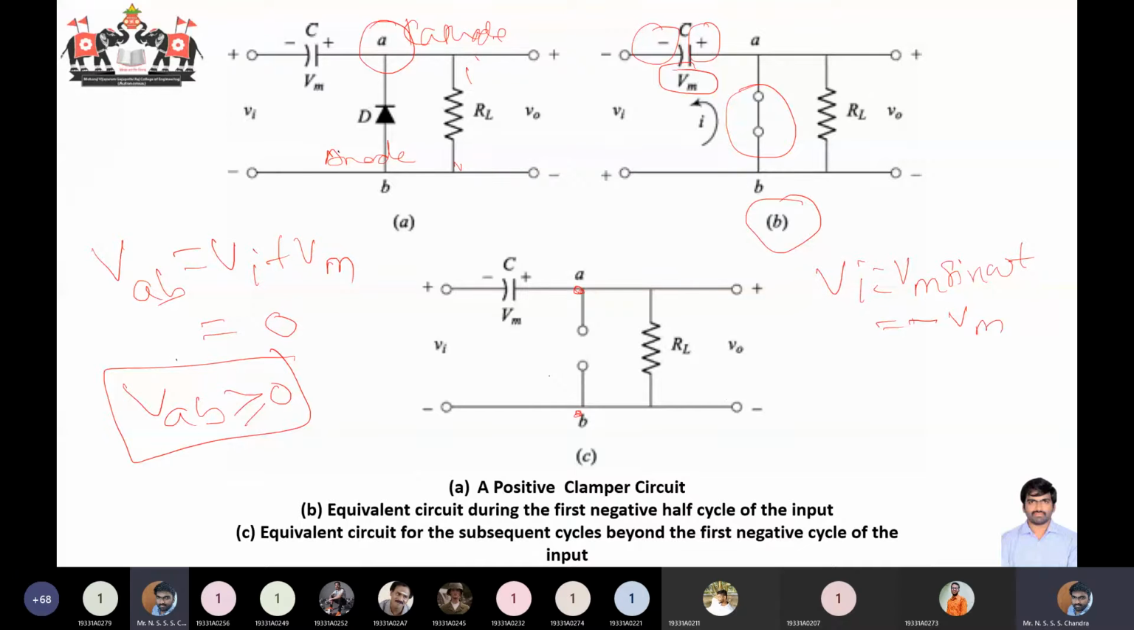So when the diode is remaining open, what happens? Across the output, the voltage that appears will be Vi plus Vm. Okay, so Vi will be your input supply, whereas additionally you are adding a constant voltage Vm. That's why, in the output, at every instant the voltage will be raised by an amount of the peak voltage Vm. So we are able to clamp it to a higher voltage. That's why it is called a positive clamper circuit.